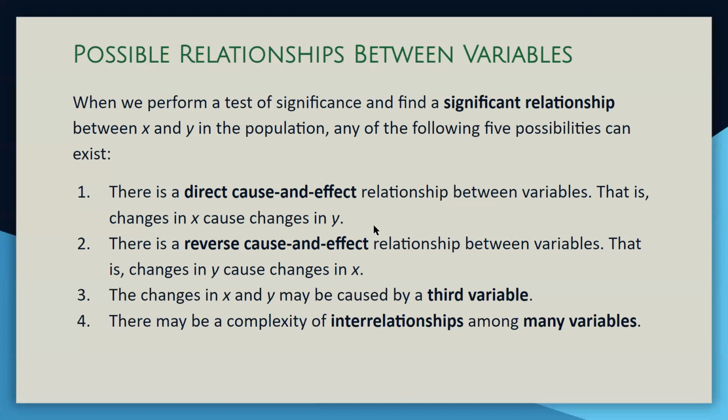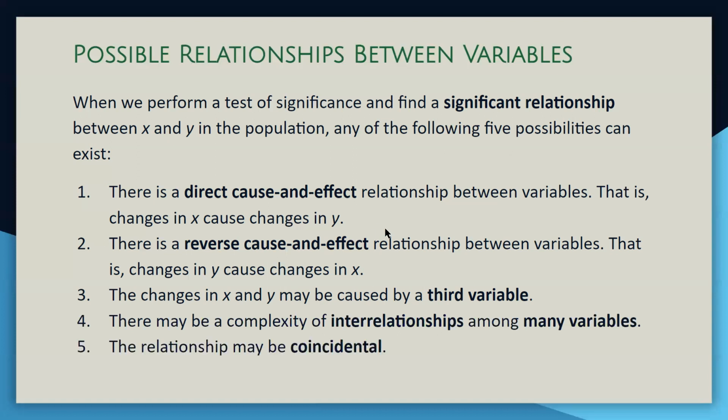Another example is there may be a complexity of interrelationships among many variables, meaning more than just the 2 we've considered, that changes in X on some level affect Y, but there's other variables playing a role. This happens a lot in sociology, in psychology, sometimes even in medicine. Human beings are complicated. Natural systems can be complicated. So finding a direct cause and effect relationship may not happen very often because there's lots of variables and an interdependent relationship between them, resulting in that relationship we see in the hypothesis test.